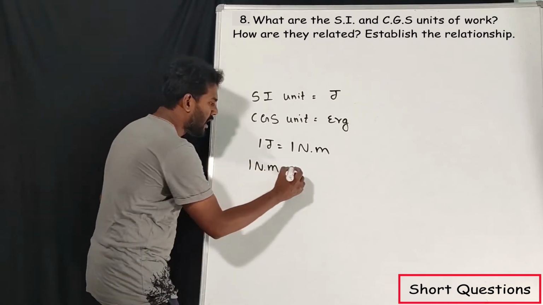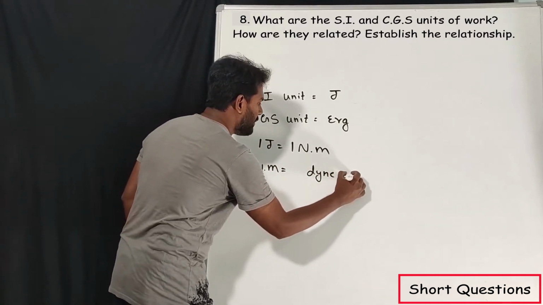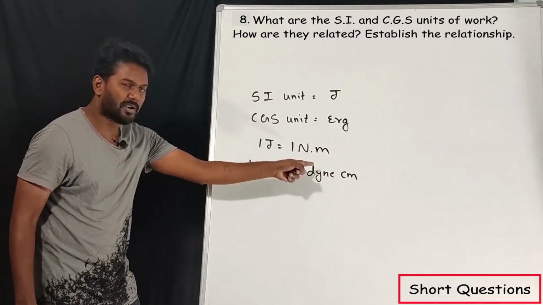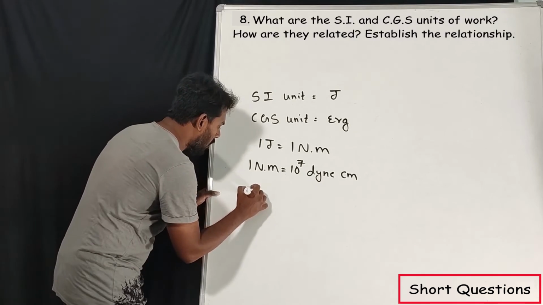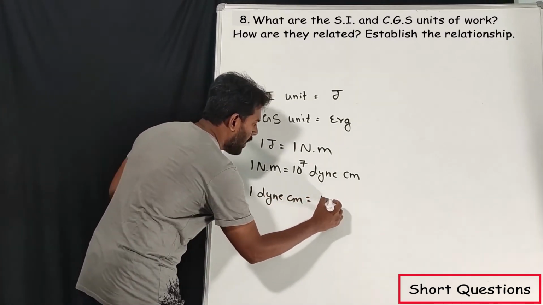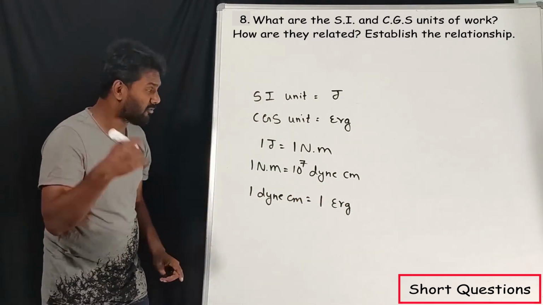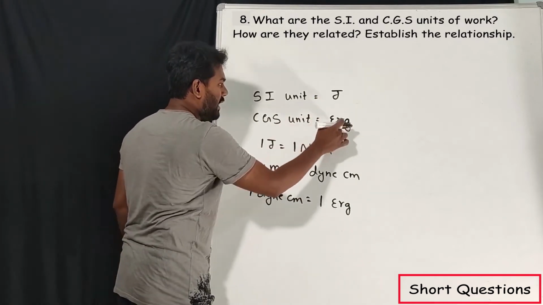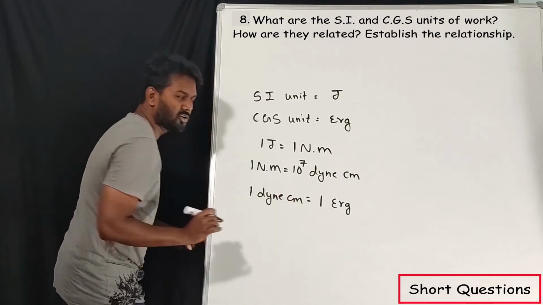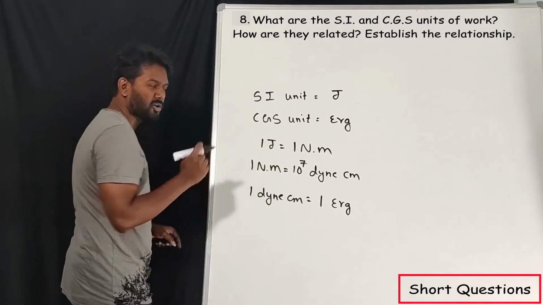The CGS unit of Newton is dyne. The CGS unit of meter is centimeter. How are they related? So 1 Newton meter is equal to 10 power 7 dyne centimeter. Then 1 dyne centimeter is equal to 1 erg. Now we have the relationship between dyne centimeter and erg, but we want the relationship between joule and erg. Dyne centimeter is related to Newton meter, and this Newton meter is related to joule.